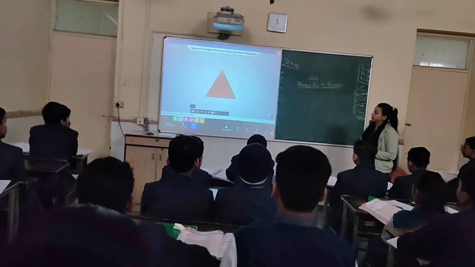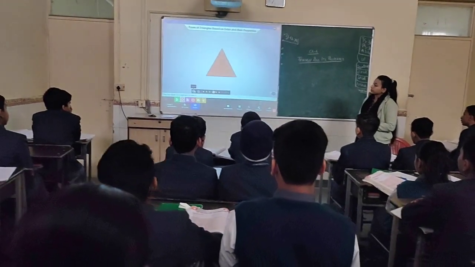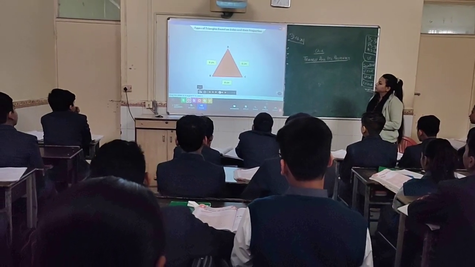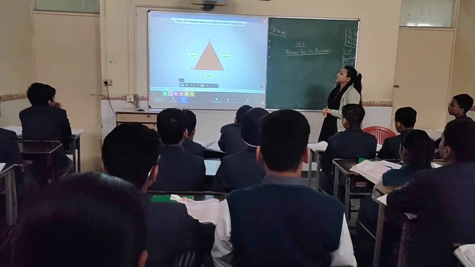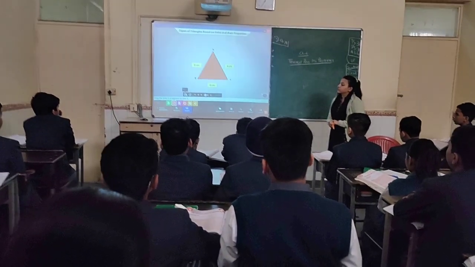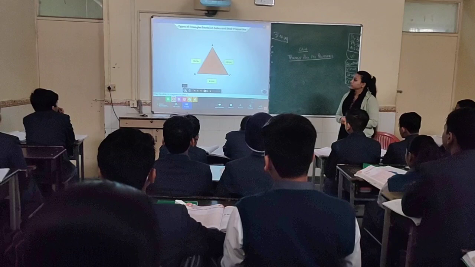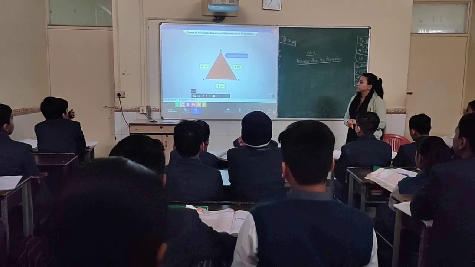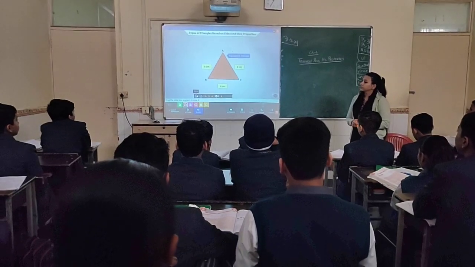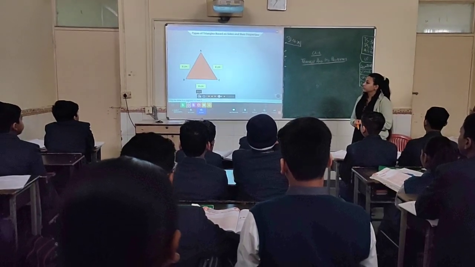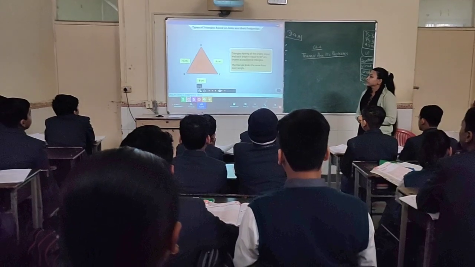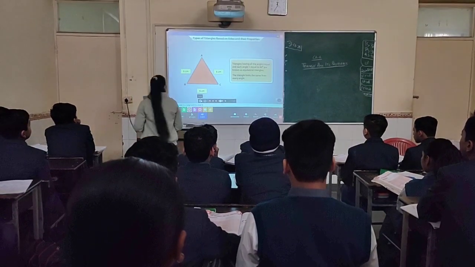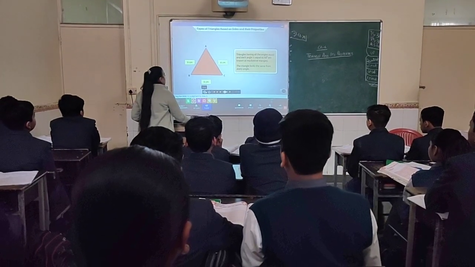Look at the first triangle. What can you say about this triangle? Yes, all the sides of the triangle are equal. The triangle looks the same from every angle. Such triangles are called equilateral triangles. Thus, triangles having all the angles equal and each angle equal to 60 degrees are known as equilateral triangles.